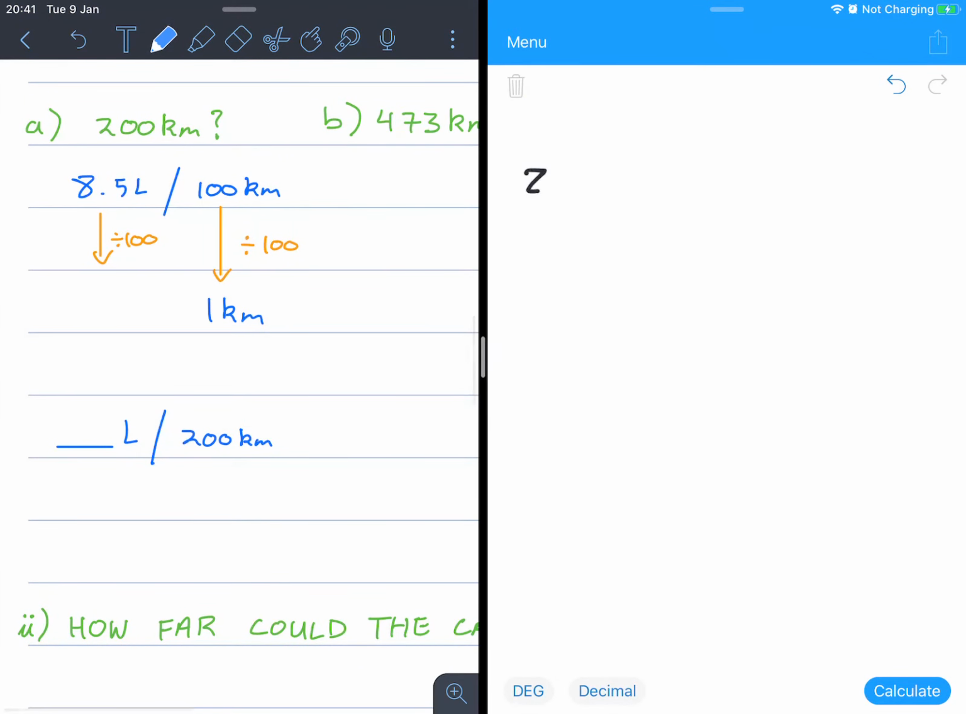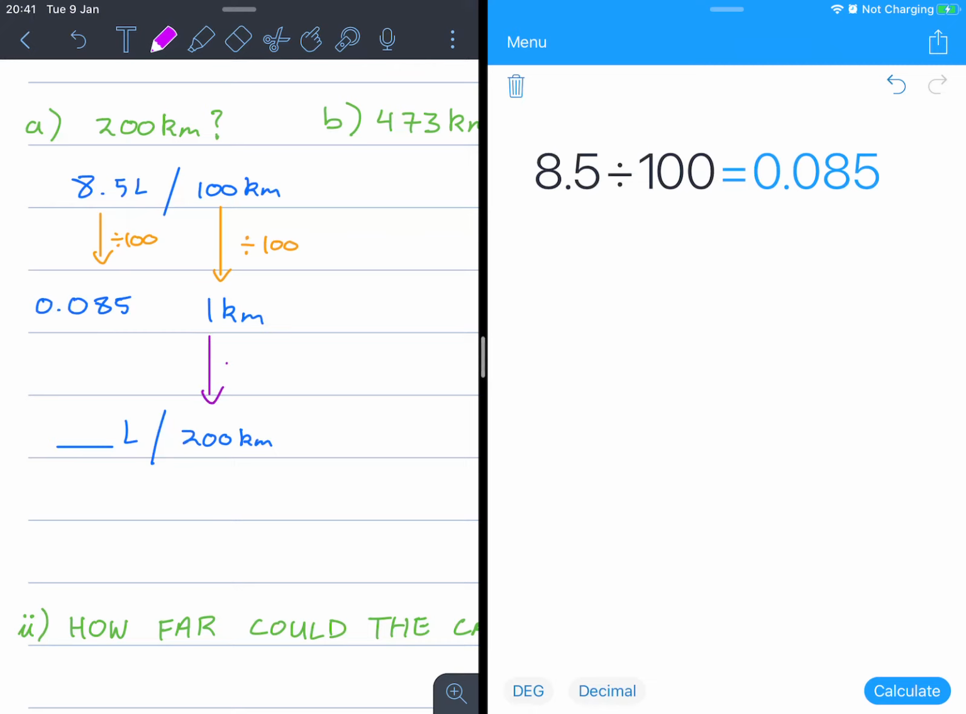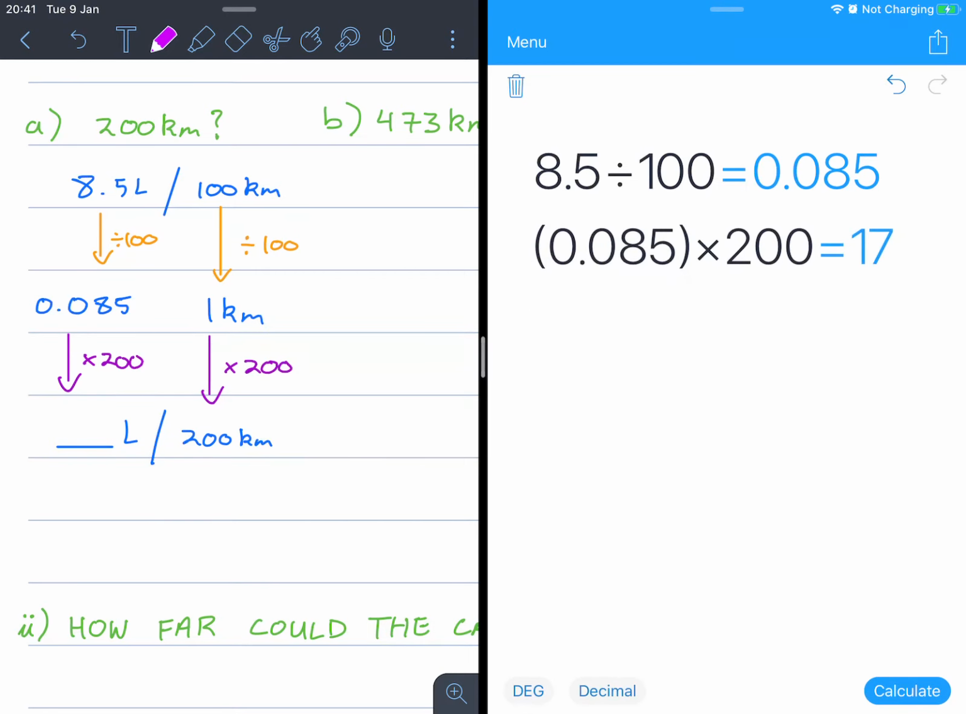This will give, so 8.5 divided by 100. That's going to be 0.085. And now for 1 to become 200 kilometers, we multiply by 200, and we do the same to the other side of this expression. So 0.085 times 200. So it's going to be 17 liters, which is the same answer you would have gotten if we just multiplied by 2.